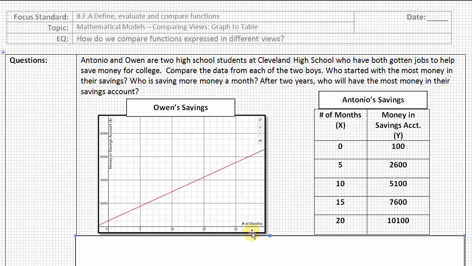And if we look over at Owen's, on the x-axis we have number of months, so these numbers down here with a scale of 5 are telling us the number of months. And on the y-axis we have the amount of money in his savings account. So make sure you go ahead and copy these down, and then we're going to begin answering these questions, taking a look at how we can compare when some of the data is in a graph and some of the data is in the table.